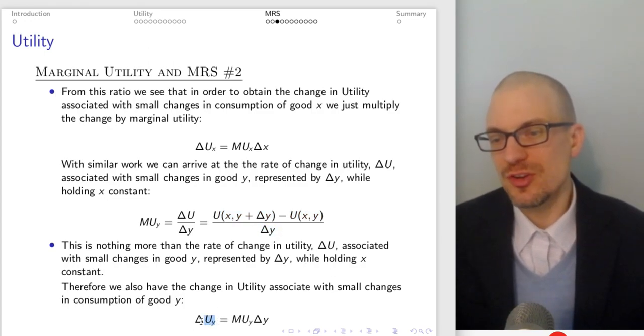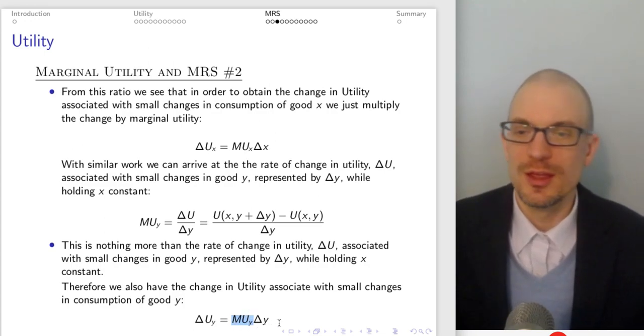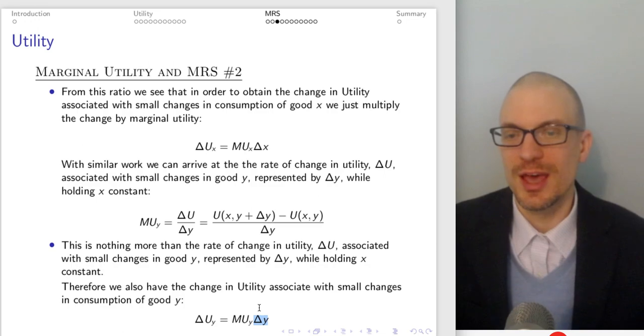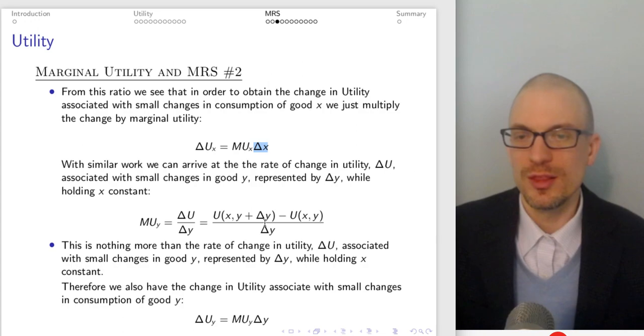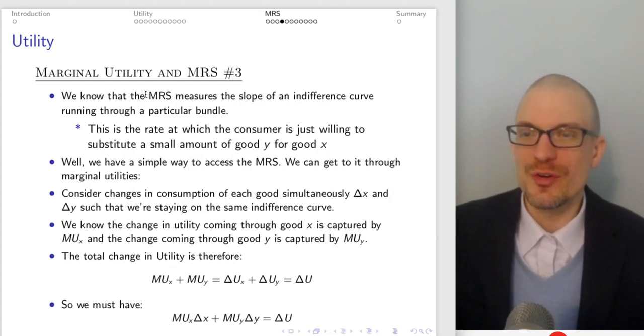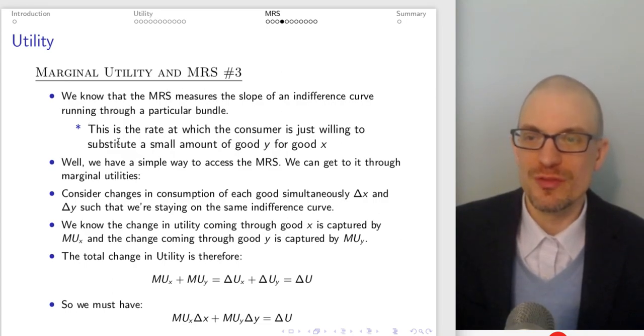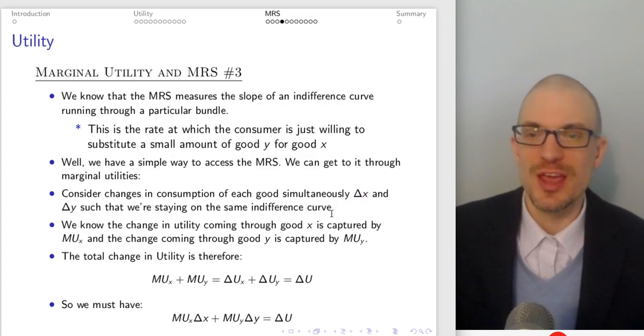And so it's saying my change in utility coming through y is going to be my marginal utility of y, how much that additional y is worth to me, times the change. How much additional y did I get? I'll show in a second, if we think of these changes as infinitesimally small, then we can do calculus. So we already know MRS gives us the slope of the indifference curve going through the bundle. It's the rate at which the consumer is exactly willing to substitute an amount of y for good x. So this gives us a way to get our MRS. We get it through marginal utilities. So consider the changes in consumption if we simultaneously change x and y, but stay on the same indifference curve.